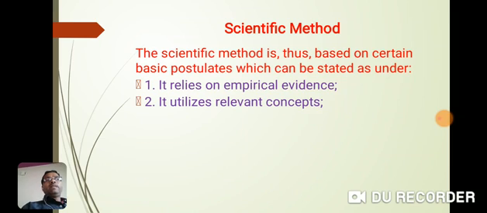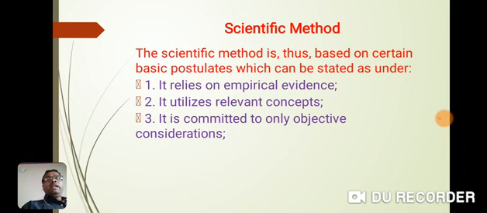Now, second one, it utilizes the relevant concepts. Under scientific method, we are using only the relevant concepts, irrelevant concepts are not taken into account here. Number 3, it is committed to only the objective consideration. Under scientific method, whatever work is there, that is only object oriented, means objective consideration is very important, and scientific method is always committed to such objective consideration.